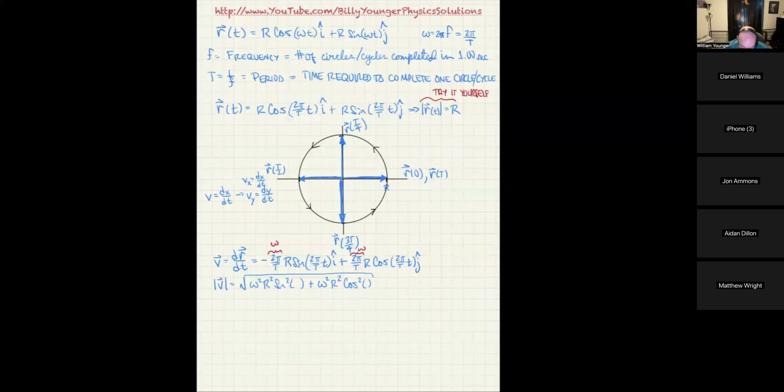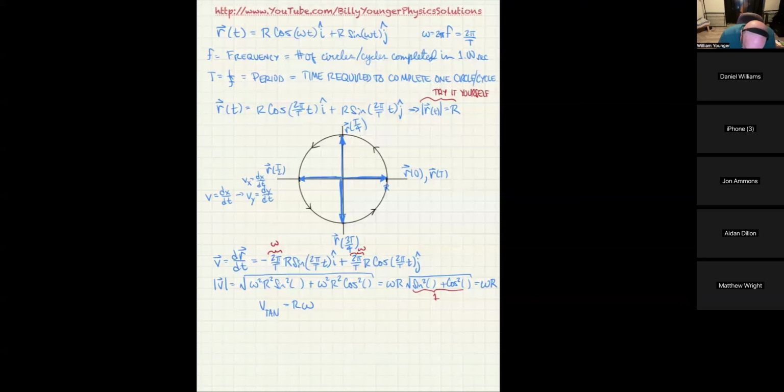But notice it has a common factor of omega squared r squared. So I can go ahead and pull those out in front and just write it as omega r, and then times the square root of sine squared plus cosine squared. But remember, that's just equal to 1 because they have the same arguments. So that's just 1. So we figured out that, in fact, the velocity also has a constant magnitude. And we could say it basically like this: v tangential is equal to r times omega.